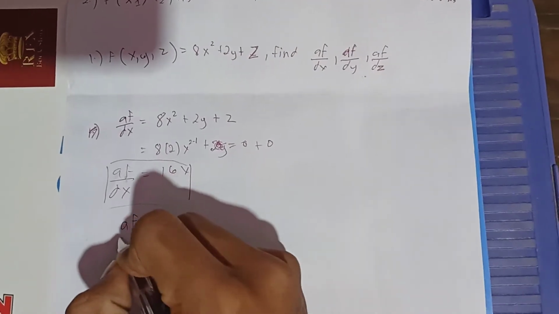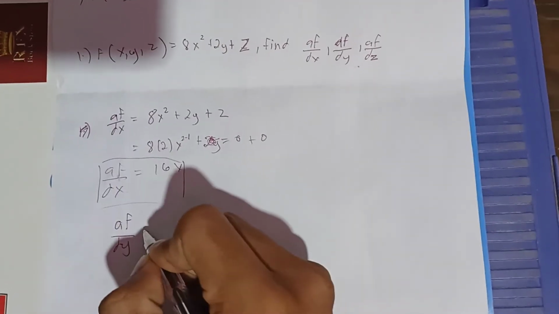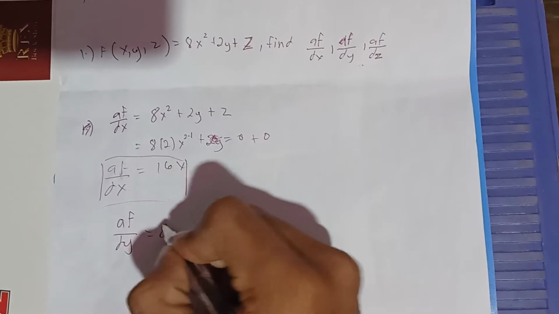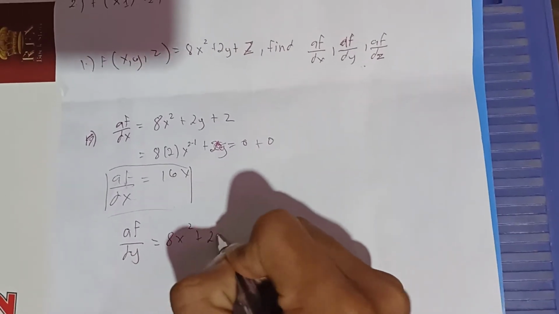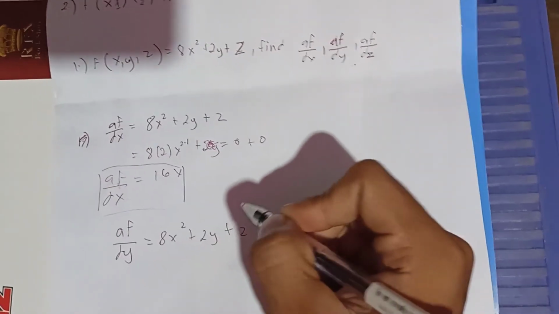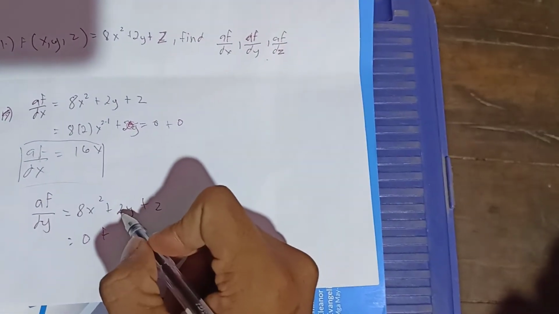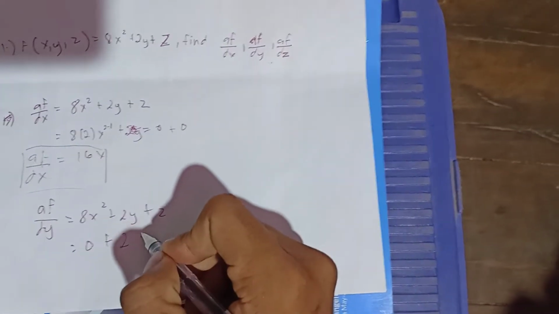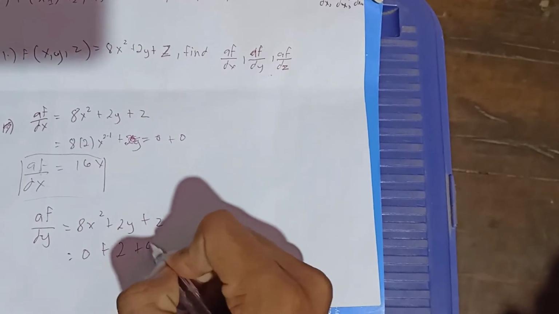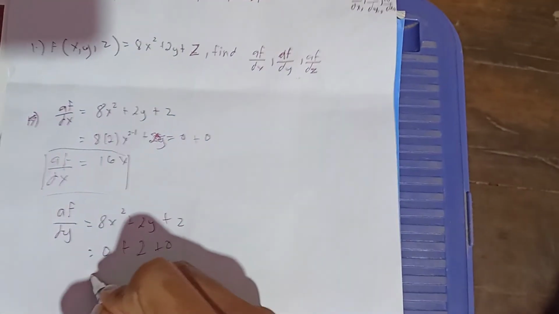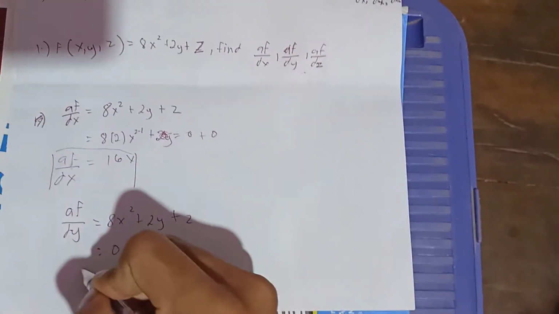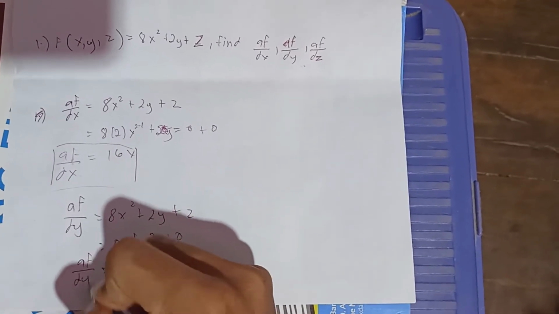∂f/∂y is the derivative of 8x squared plus 2y plus z. Now we are looking for the derivative with respect to y. So the 8x squared will become 0. The derivative of 2y is 2. The derivative of z will become 0. So it is equal to 2. So the ∂f/∂y is equal to 2.